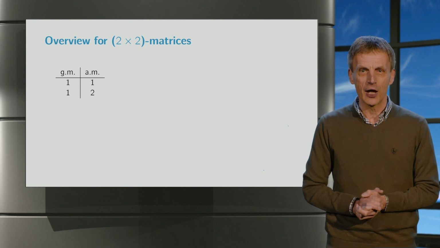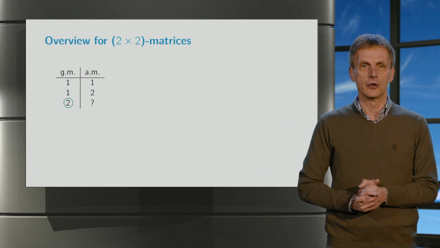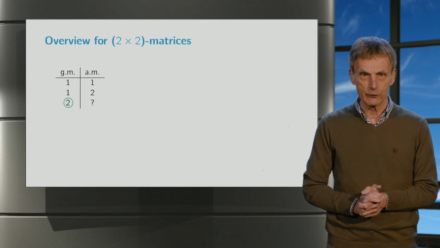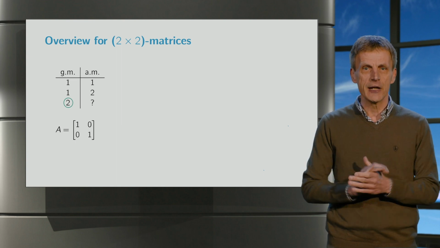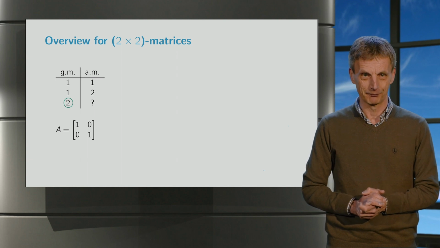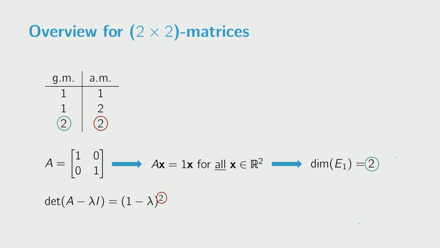Can you think of an example of a 2 by 2 matrix which has an eigenvalue with geometric multiplicity equal to 2? The identity matrix is such an example. Indeed, since A times x is equal to 1 times x for all x in R2, we have an eigenspace of dimension 2 here. Note that for this example the algebraic multiplicity of the eigenvalue is equal to 2 as well.